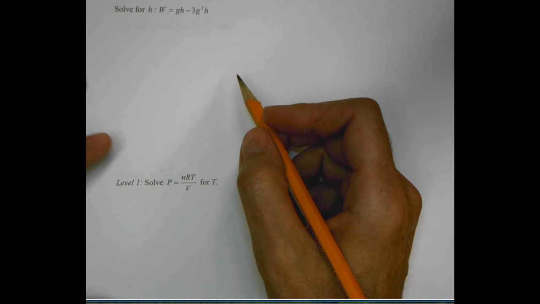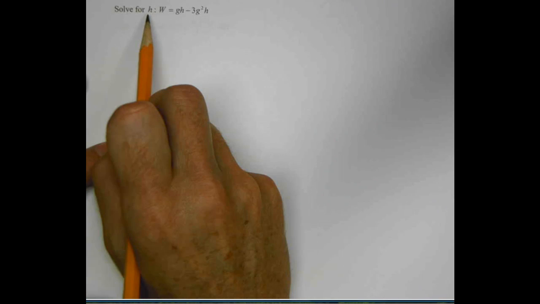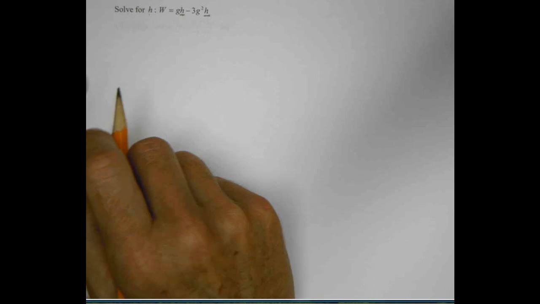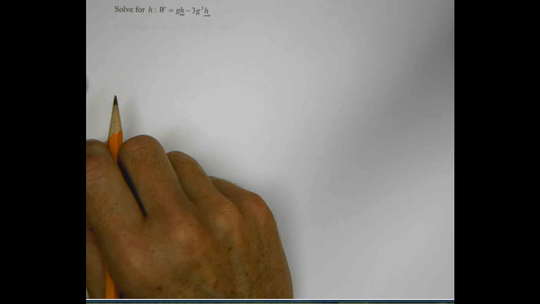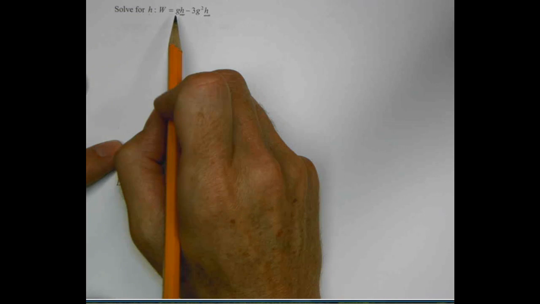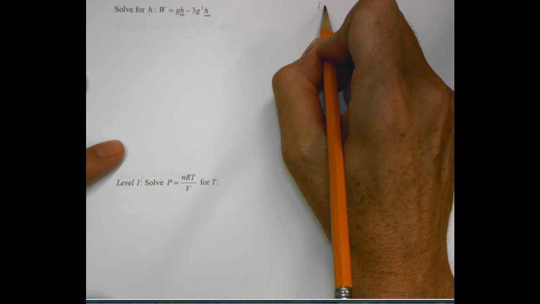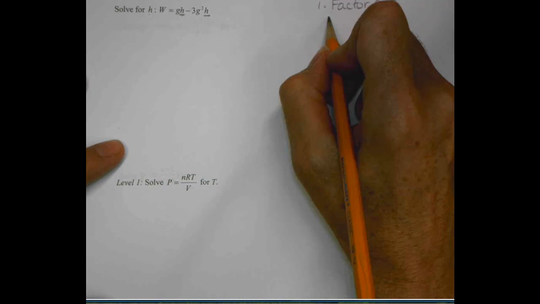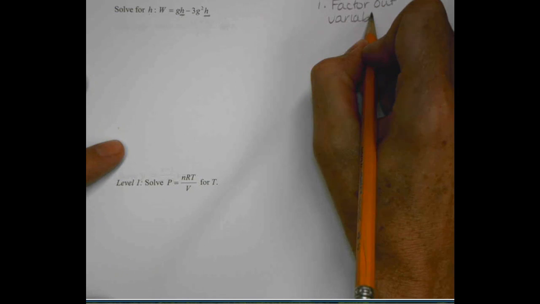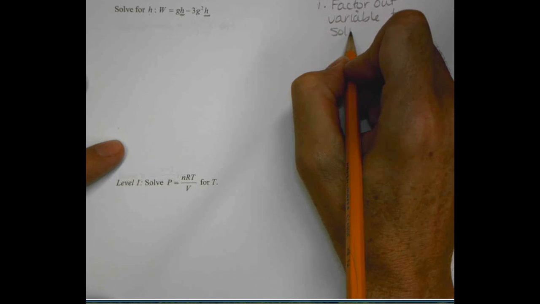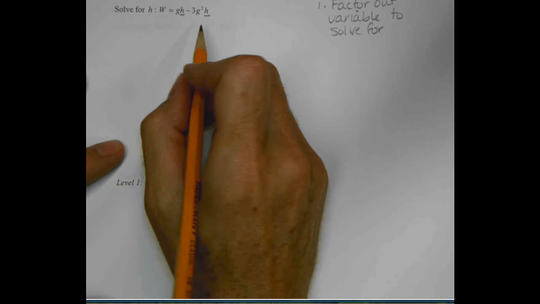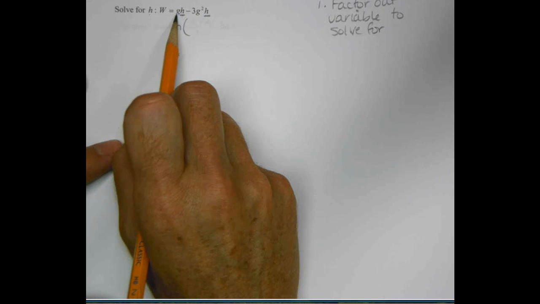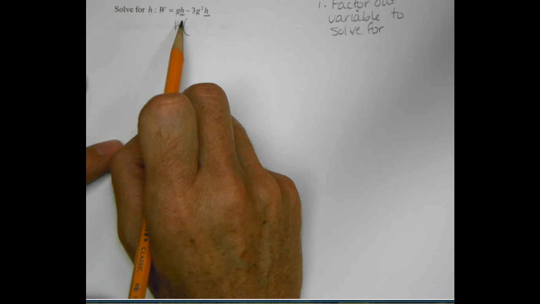Now I have another formula that I'd like to solve for the h, and I see I have an h here and I have an h there. Now that's different because on the last problem I only had a single h. So what I'd like to do is factor out this h. That's going to be my strategy here. So the variable I want to solve for is the h. I'm going to factor it out like it's the greatest common factor. And I can see that it isn't the greatest common factor, but it is a common factor.